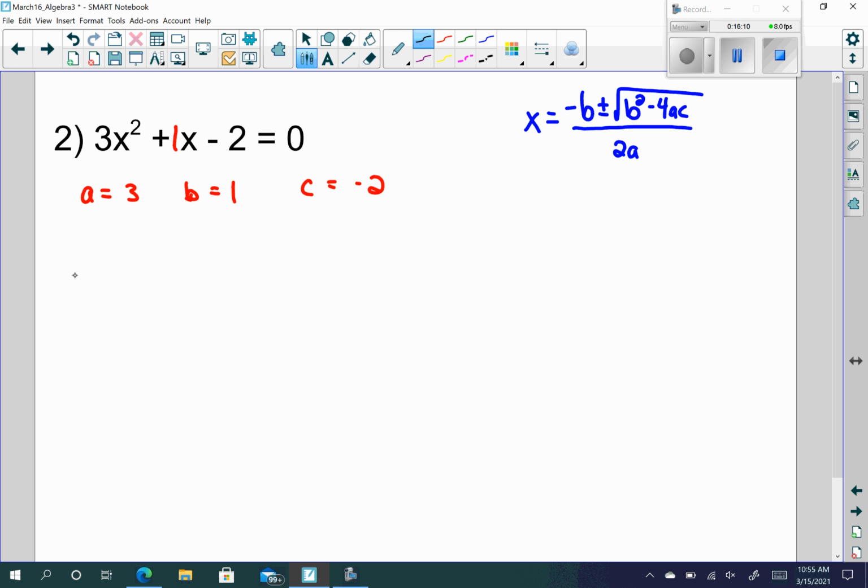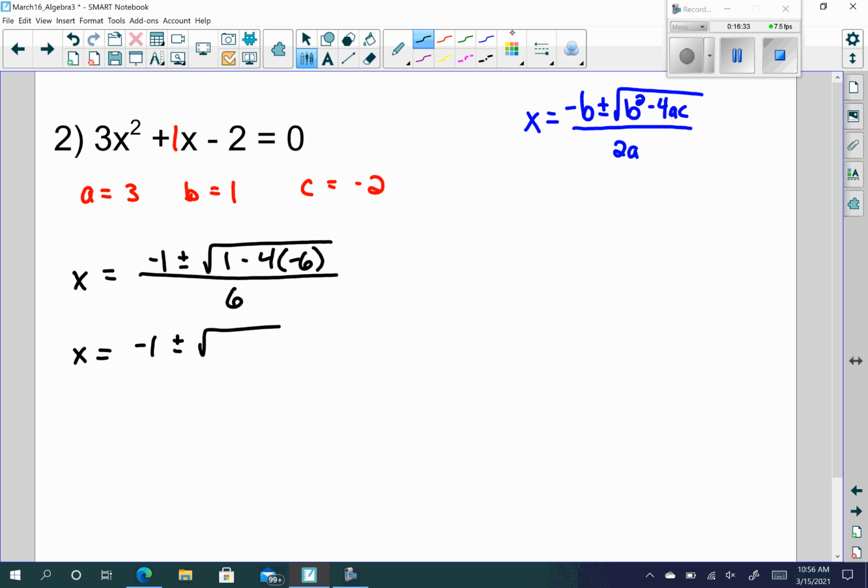So we're going to start with x is equal, make one big fraction here, the opposite of b, so negative 1, plus or minus the square root of b squared, so that's 1, minus 4 a times c will give us a negative 6. 2 times a will give us 6. I want to calculate what's underneath the square root first, so we get negative 1 plus or minus. Now we're really doing 1 minus 4 times negative 6, which becomes 1 plus 24. So we get the square root of 25 all over 6.